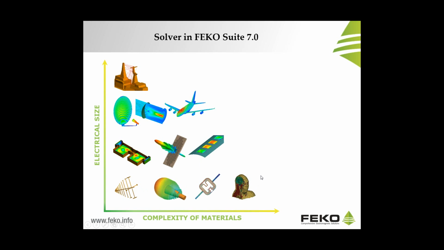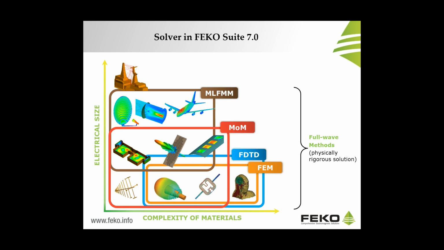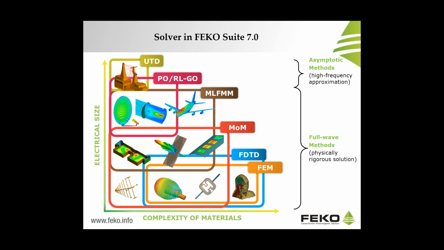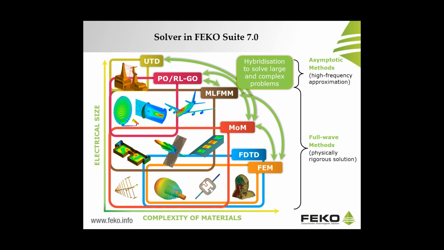And in FEKO, we have two sets of solvers. A first set of full wave methods, which are physically rigorous solutions, and a second set of asymptotic methods, which are high-frequency approximations, and where you can easily see that depending on the problem you want to solve, you have to select one method or the other. And also it's important to highlight that we have hybridized some of these methods in order to solve large and complex problems.